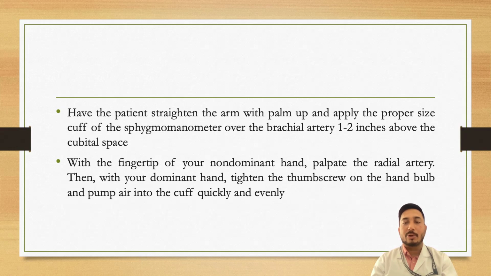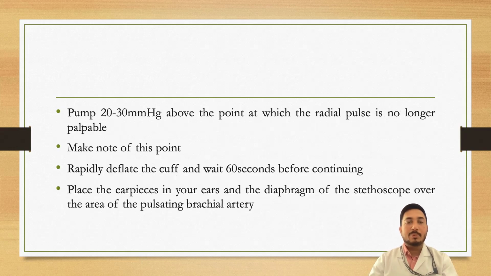With the fingertip of your non-dominant hand, palpate the radial artery. Then with your dominant hand, tighten the thumb screw on the hand bulb and pump air into the cuff quickly. Pump 20 to 30 mmHg above the point at which radial pulse is no longer palpable. So you feel the pulse, that is palpatory method radial pulse, and the point where you stop feeling the radial pulse, you must pump 20 to 30 mmHg more than that.